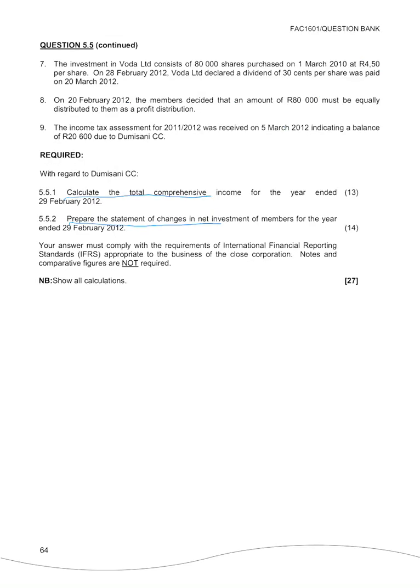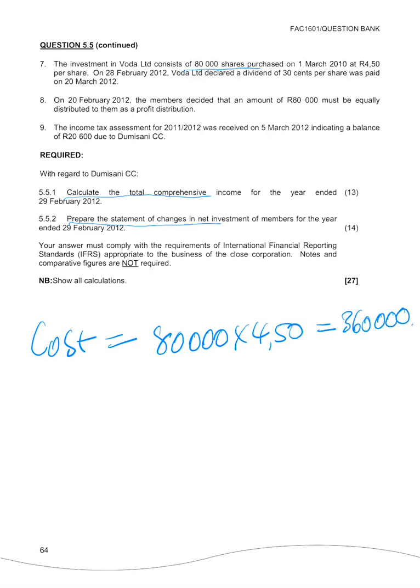Number 7, they are saying that there's an investment in Voda Limited. They've got 80,000 shares in Voda. They were purchased on 1 March at 450. So the cost of the investment is 80,000 multiplied by 450, which is 80,000 times 4.50. It will give us 360,000.